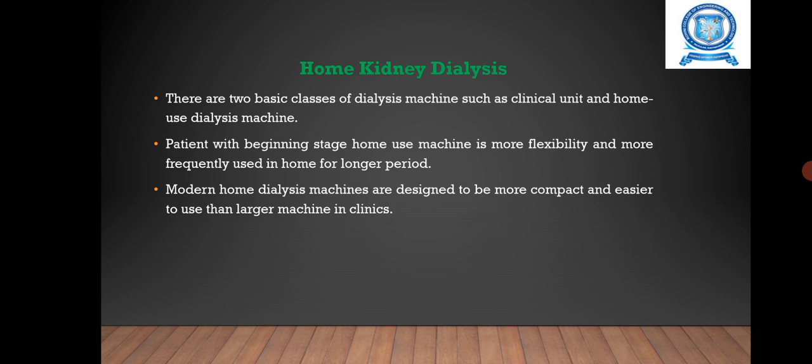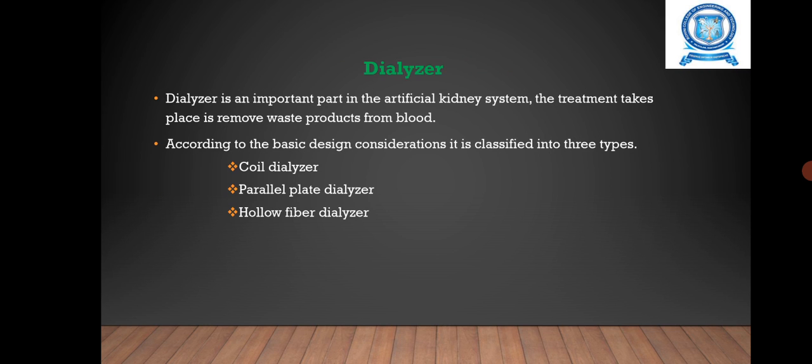Here, a patient with complete renal failure would need to visit the clinic at least 3 times per week. For a patient in the beginning stage, home use machines offer more flexibility and are more frequently used at home for longer periods. They are also easy to clean and disinfect. The device has a blood flow rate of up to 600 ml per minute, and it includes batteries because they provide an uninterruptible power supply.